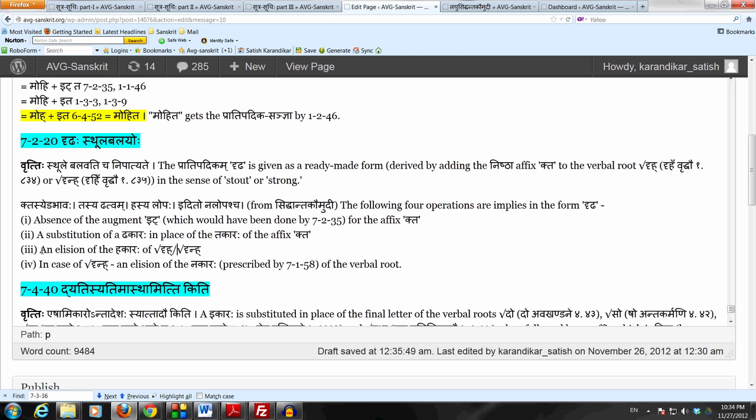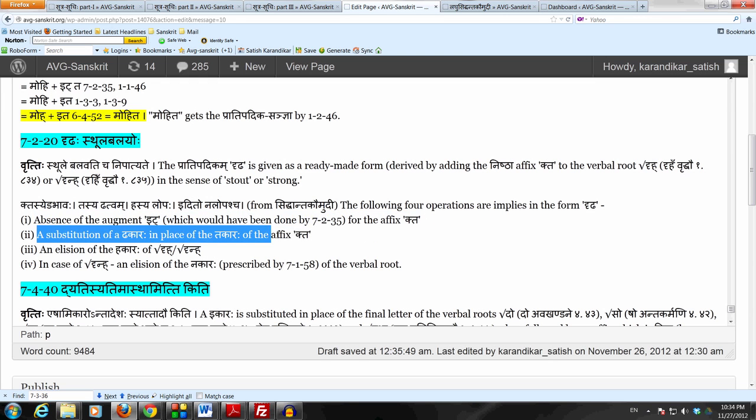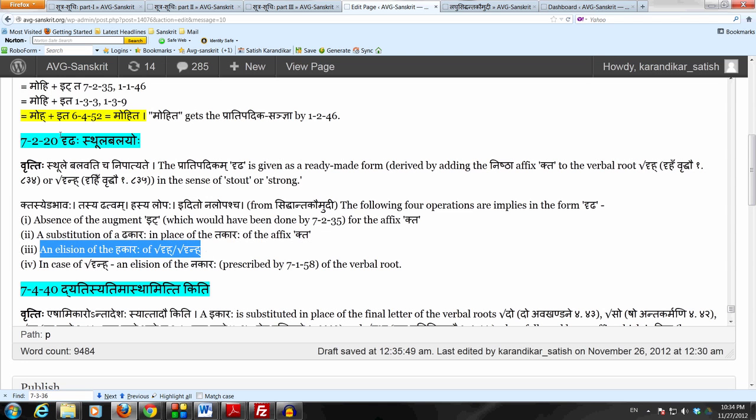So these are three operations because we take the dhatu drh and add the affix kta. After anubandha lopaha, lashakvata ditetasya lopaha, kakarasya lopaha, we get drh ta. Then the idagama is being stopped. Second thing is the takara of the pratyaya is being replaced by a dhakaraha. The third operation is that the hakara of the dhatu is being elided. So these are three operations implied to get the form, to get the pratipadikam dridha.